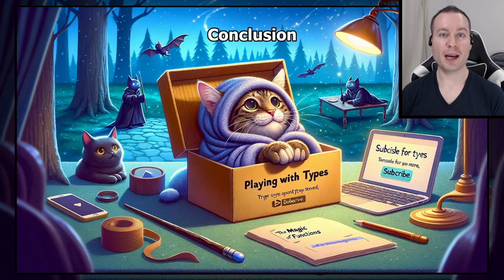As we close this chapter on playing with types, I hope you've enjoyed this as much as a cat enjoys a box slightly too small for it, because we've only scratched the surface of Elm's potential to simplify and enrich our development experience. In our next episode, The Magic of Functions, we'll step into Elm's Hogwarts, where functions are our spells and type safety is our wand.